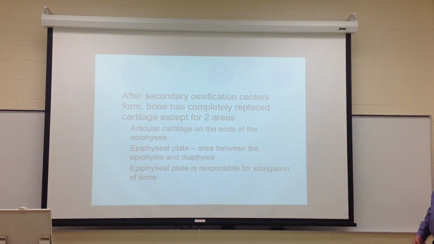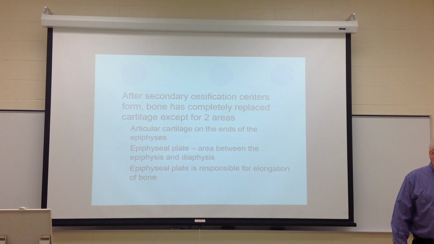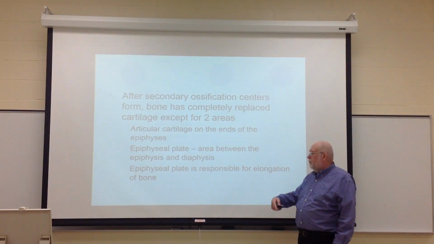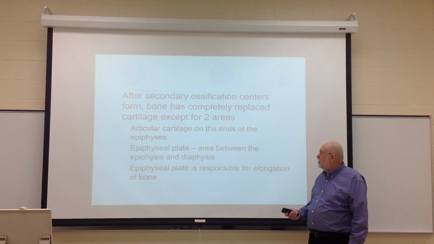And then, after that ossification is complete, we're left with the articular cartilage on the ends, and the epiphyseal plate cartilage or growth plate within the bone. And that is responsible for epiphyseal growth or for elongation.